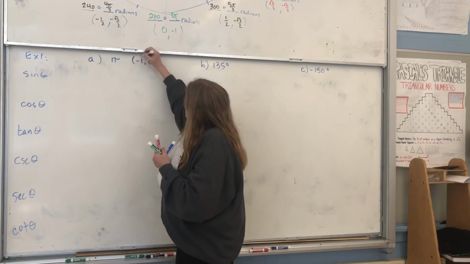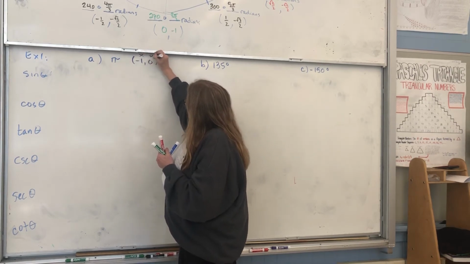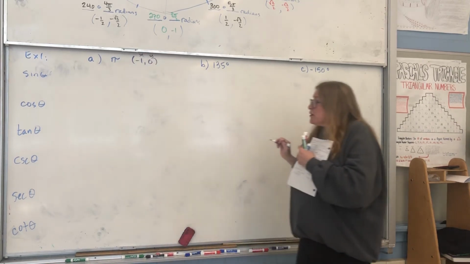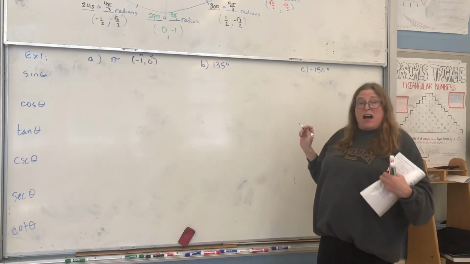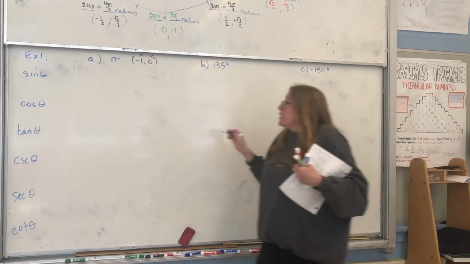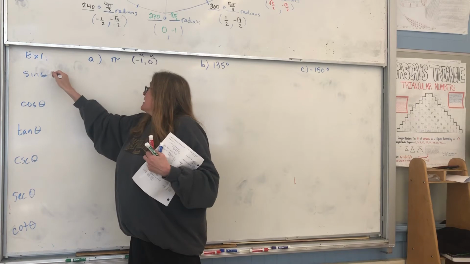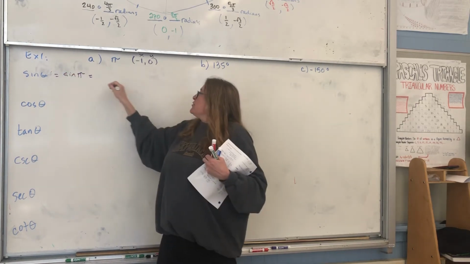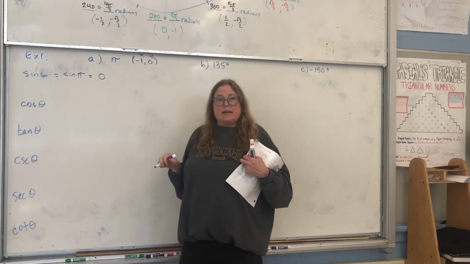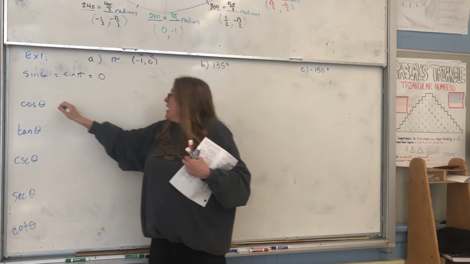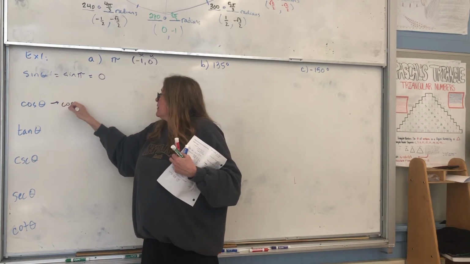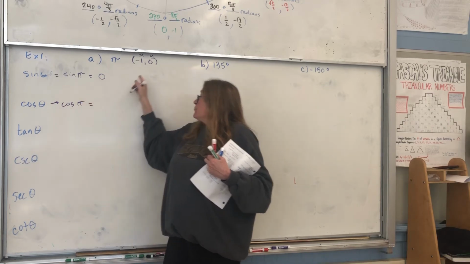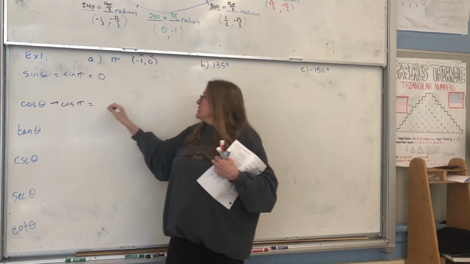So there's my x coordinate and there's my y coordinate, right? So if I want to find the sine of pi, it's just the y coordinate. So in this case, the sine of pi is equal to the y coordinate, which is 0. Right? The cosine of pi is equal to the x coordinate, which in this case is -1.